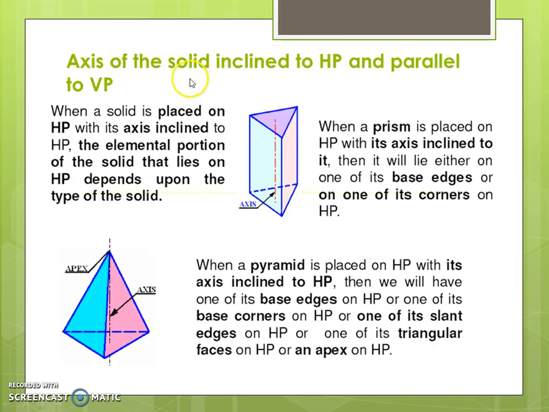Next, coming to axis of the solid inclined to one plane. Here we are showing axis inclined to HP and parallel to VP. If it is placed on HP with axis inclined to HP, the position of the solid depends upon the type of solid. If we are taking a prism, then it will lie on one of its base edges or one of its corners on HP, or rectangular faces lie on HP. Similarly, if the pyramid is placed on HP with its axis inclined to HP, then one of its base edges will lie on HP, or base corners will lie on HP, or the triangular faces will be on HP.